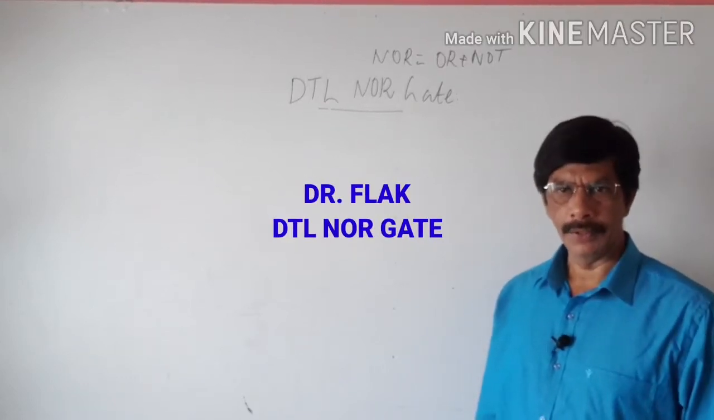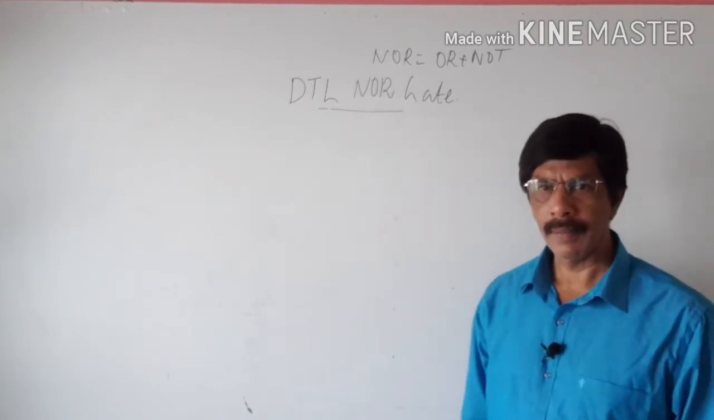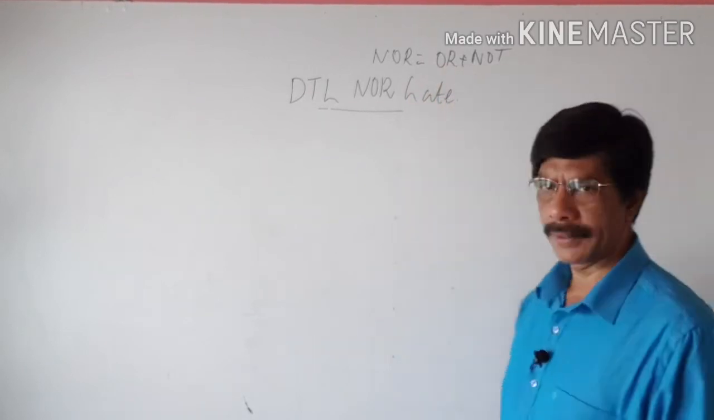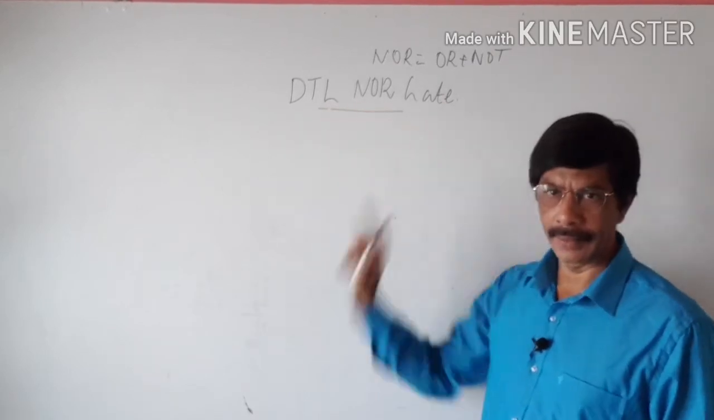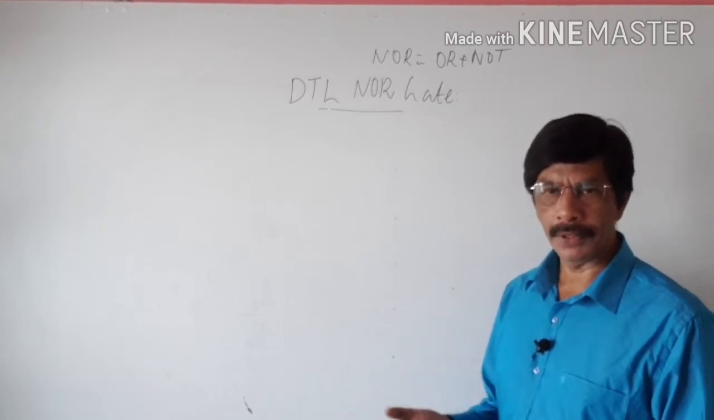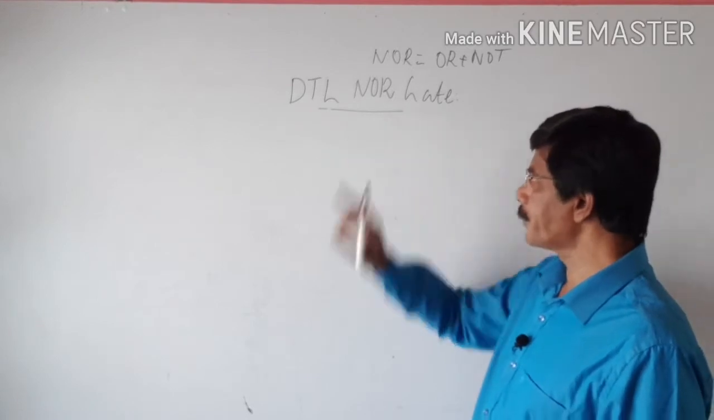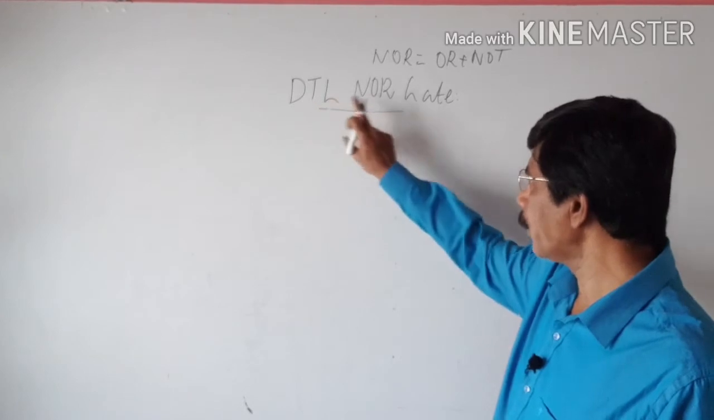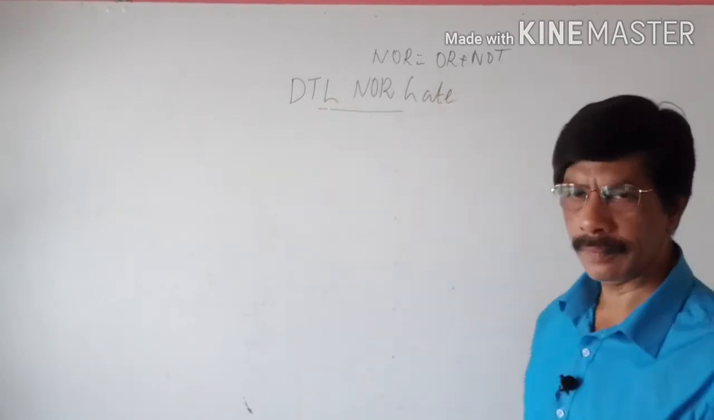Today we will discuss the DTL NOR gate. NOR means it is the combination of OR and NOT gate. Last class we have seen the DTL NAND gate, its circuit diagram, truth table and operation of the NAND gate. Today let us see what is the circuit used for the DTL NOR gate. It is the combination of OR and NOT gate.